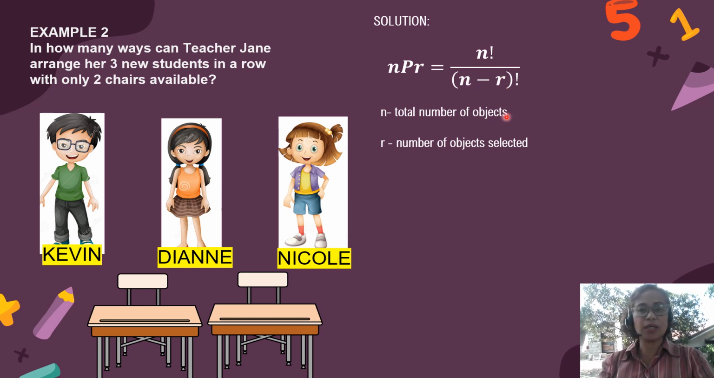So there will be a difference now in the value of r. So let's identify n and r. n hasn't changed because I still have 3 students. But r has to change because this time, since there are only 2 chairs, therefore I'm going to choose only 2 students at a time.